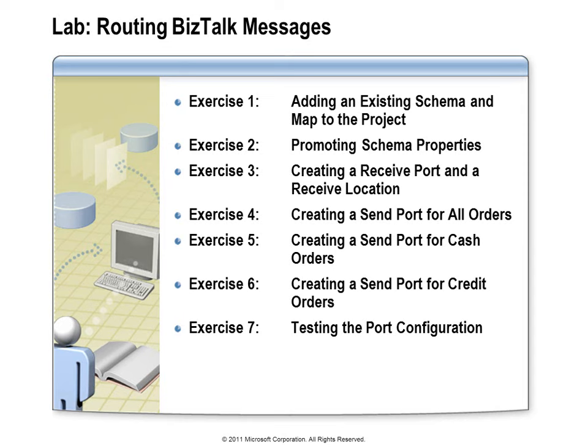In this lab, you'll have a chance to implement content-based routing. You're going to add a sales order schema to your project, and when you look at the schema, you'll find that a property has been promoted, and the name of the property is order type. So the order type property will contain either the string cash or cred. And so you're going to create 2 send ports. So one send port is going to send out all cash orders, and then the other send port is going to send out all credit orders. And then once you have that all set up, you'll get a chance to test it out in the runtime environment.